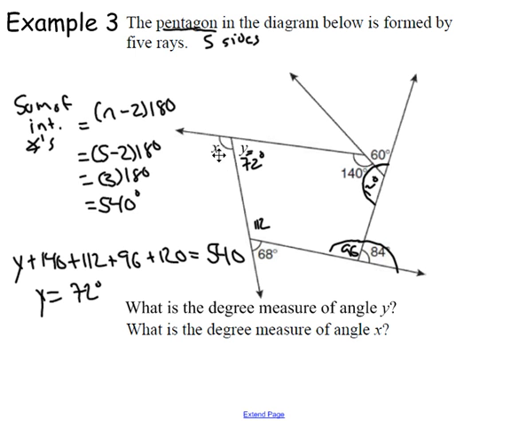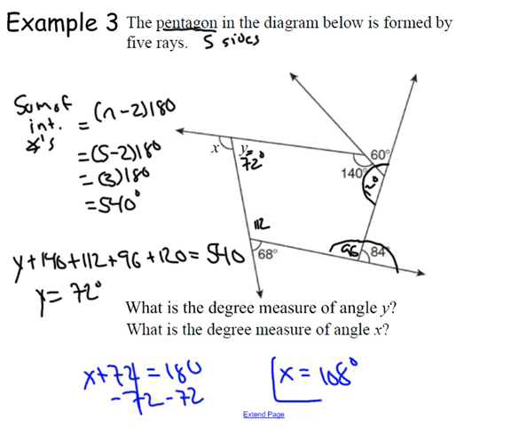Well, once you know that, it's easy to find x. X is supplementary to 72, so we know that x plus 72 have to add up to 180, and 180 minus 72 is equal to 108. So that's the value of x. X is 108, y is 72.